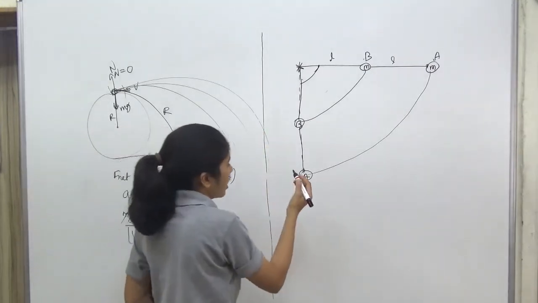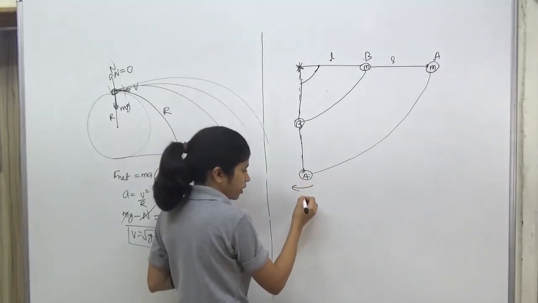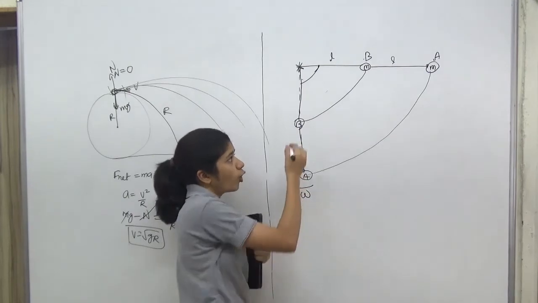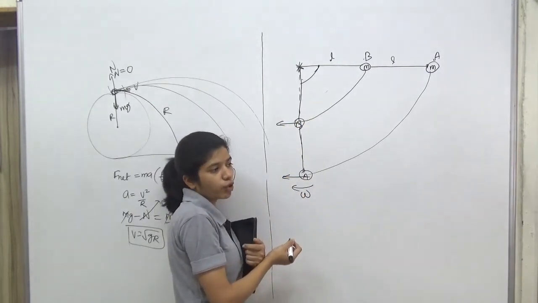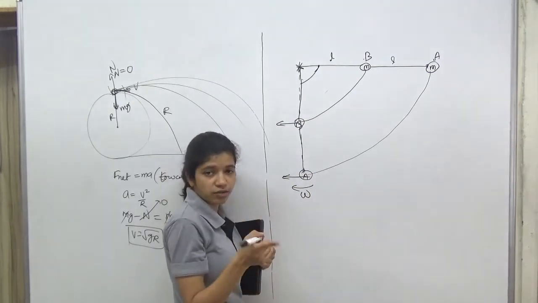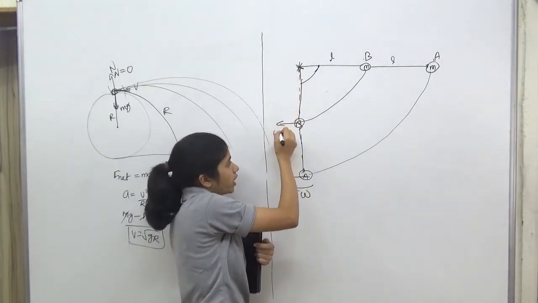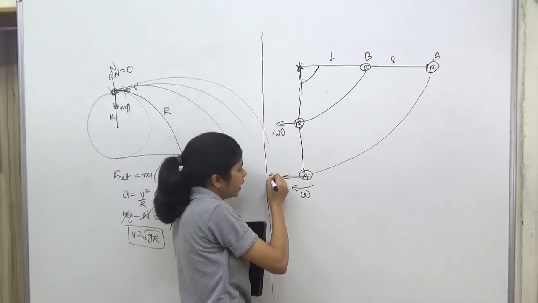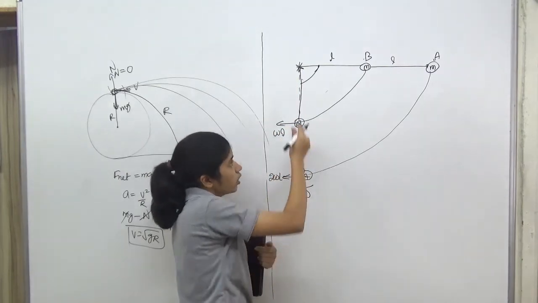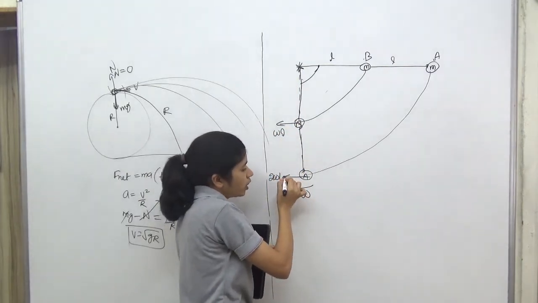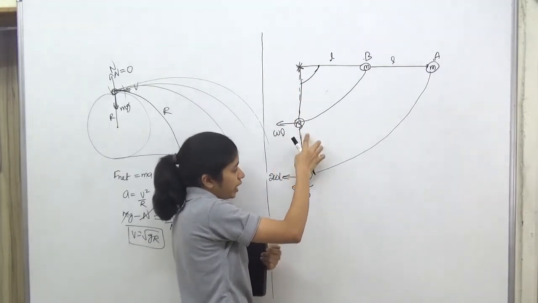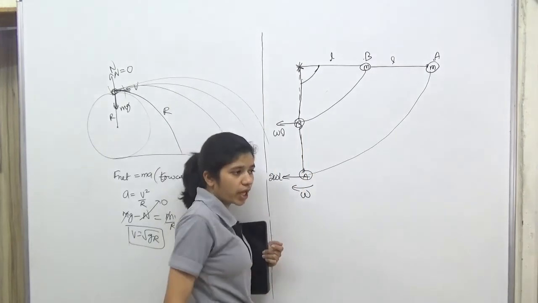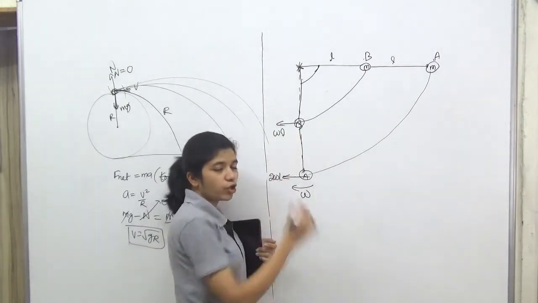So let's say when they have come to this point, their angular velocity is omega. Then what will be the linear velocity? Linear velocity will be tangential and it will be equal to omega r. R is the distance from center. So it will be omega L, and for this it will be 2 omega L, because omega into 2L. Now we have found out the linear velocity omega L for B, and for A it is 2 omega L. Now we want to find out what is the value of omega L.